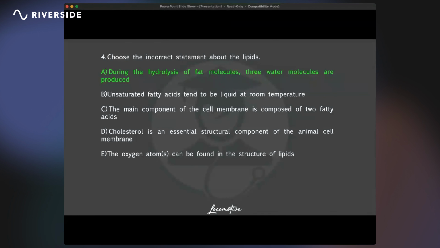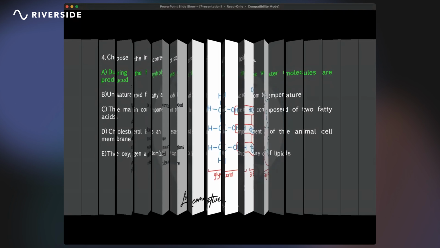Unsaturated fatty acids tend to be liquid at room temperature. It's correct. The main component of the cell membrane is composed of 2 fatty acids. It's correct. Cholesterol is an essential structural component of the animal cell membrane. It's correct. And the oxygen atom or atoms can be found in the structure of lipids. Let's discuss each option.